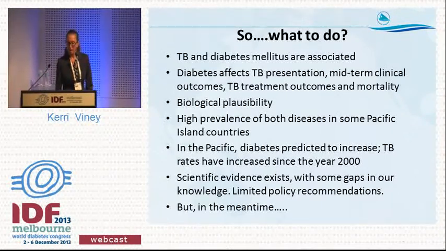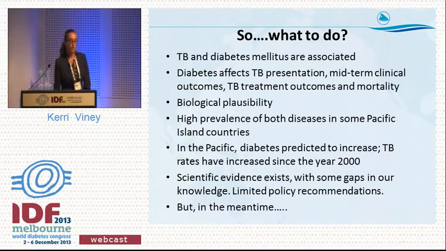In the Pacific, we have a very high prevalence of both diseases. Diabetes will continue to increase. TB has been increasing since the year 2000. We have some evidence, we have limited policy, but in the meantime, we were seeing patients with TB and diabetes, so we had to respond.